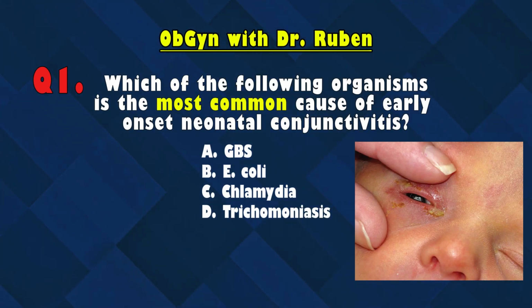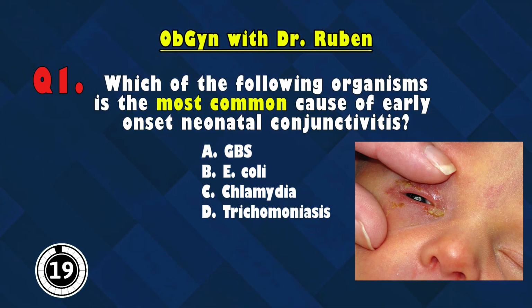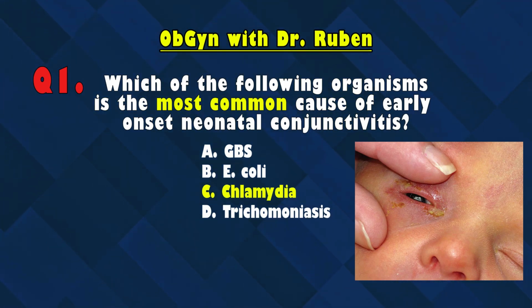Which of the following organisms is the most common cause of early onset neonatal conjunctivitis? The correct answer is C, chlamydia.